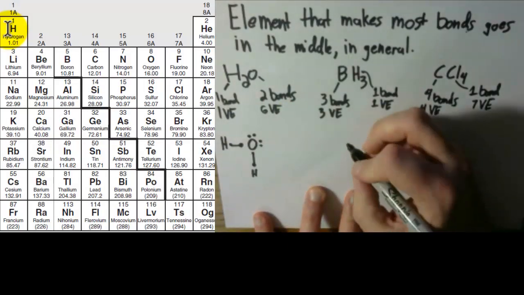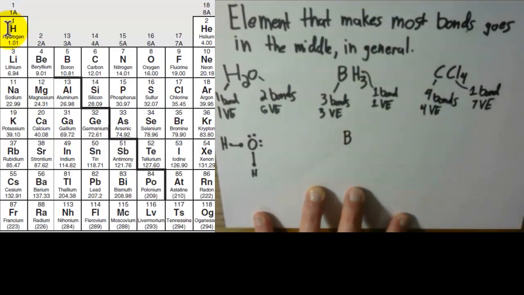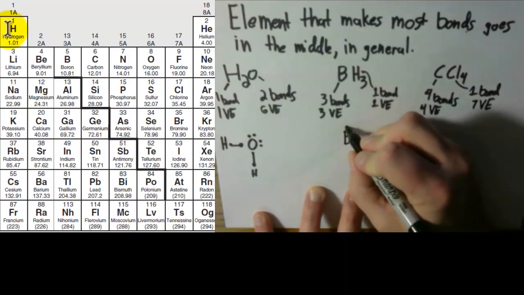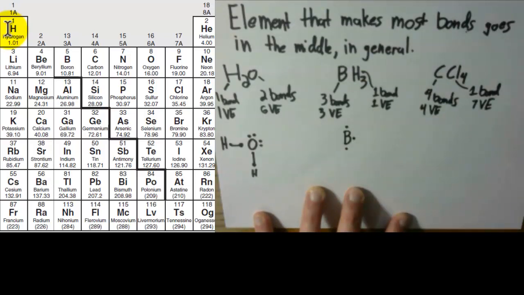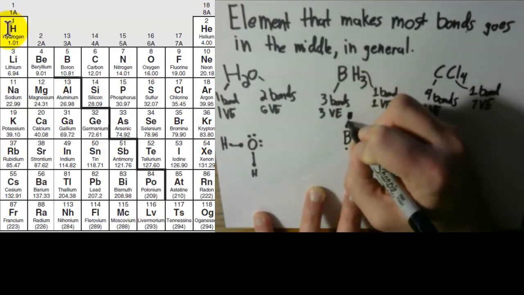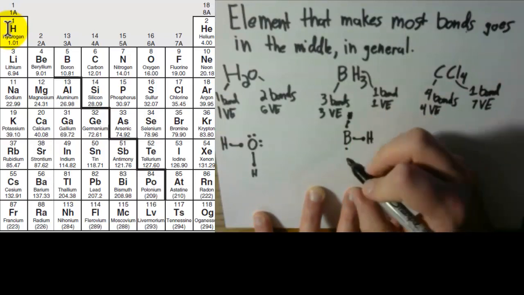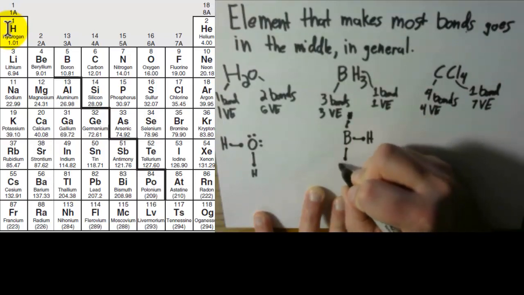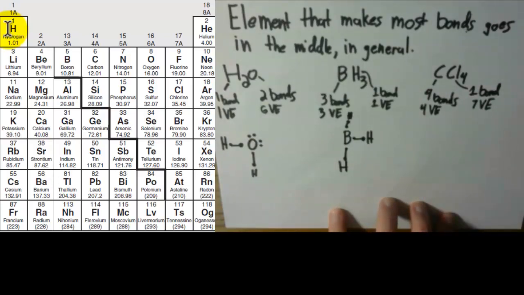BH3 is the same. Boron has 3 valence electrons. That's going to make the most bonds, so it's going to go in the middle. 1, 2, 3. And hydrogen can only make 1 bond. There's hydrogen 1. There's your second hydrogen. There's your third hydrogen. And then the last example I gave you was CCl4.